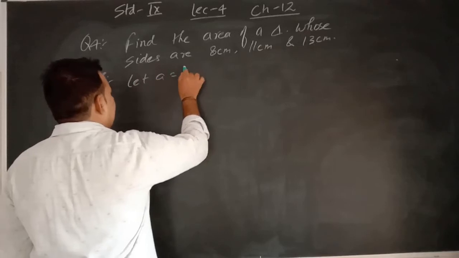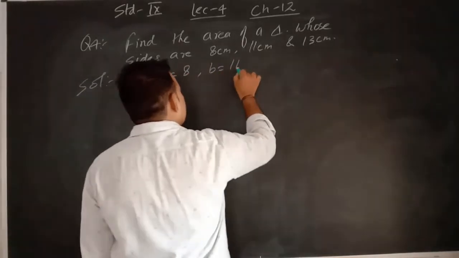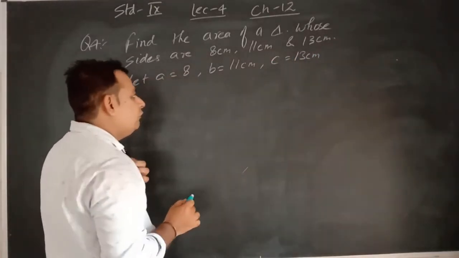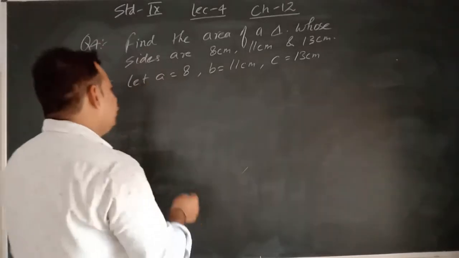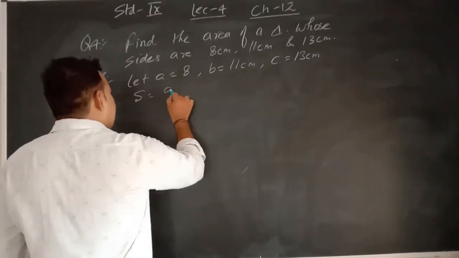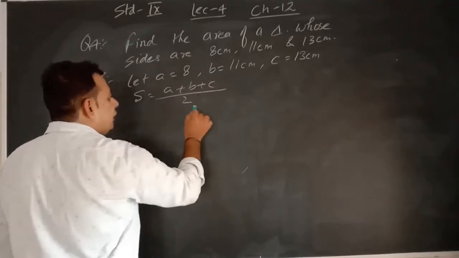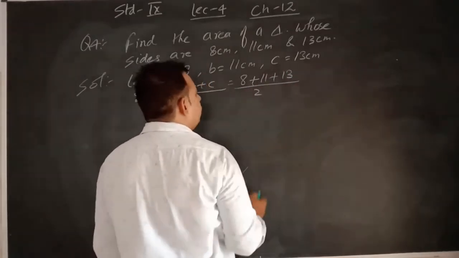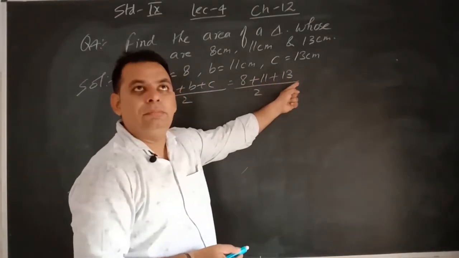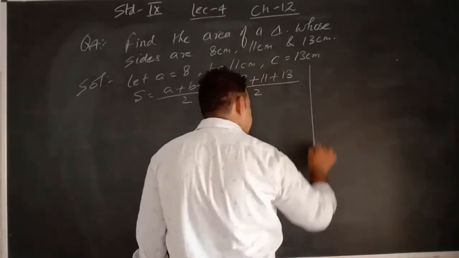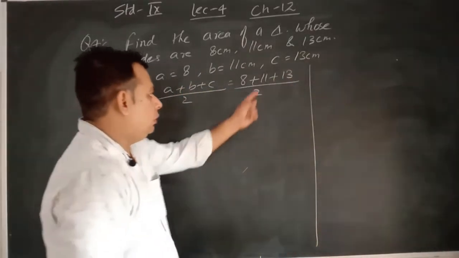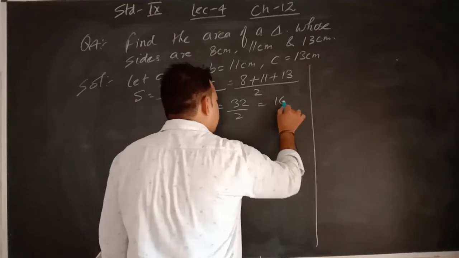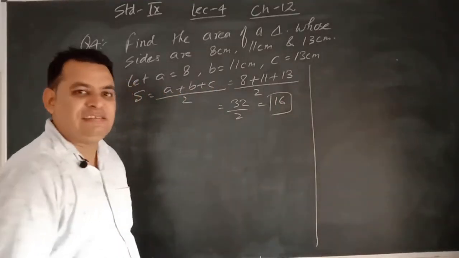Let A equals to 8, B equals to 11 and C equals to 13 centimeter. So this is the way we have taken out A, B, C. Now I am using the semi-perimeter, that is A plus B plus C divided by 2, 8 plus 11 plus 13 divided by 2. 8 plus 11, 19, 19 plus 13, 32, divided by 2, 16. So we got the value of S as 16.